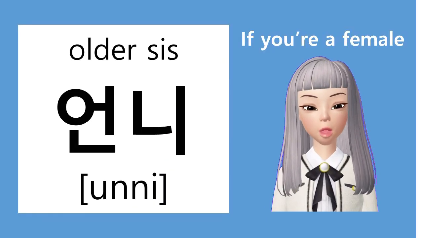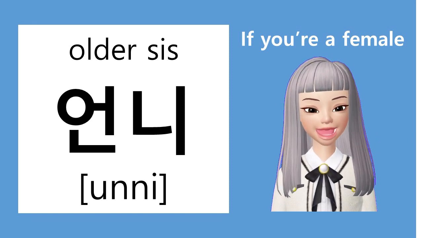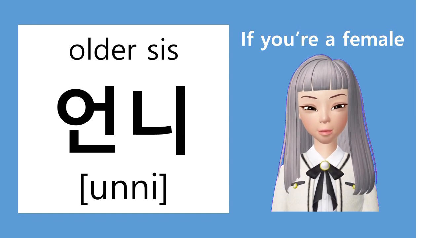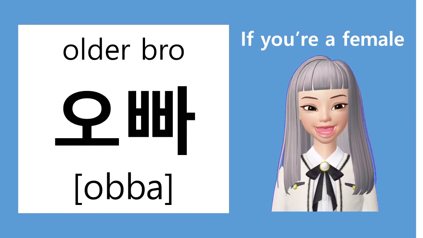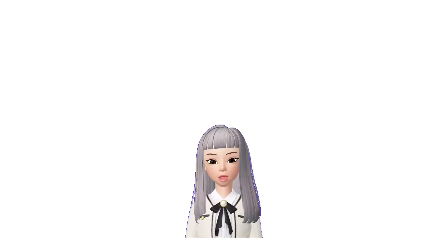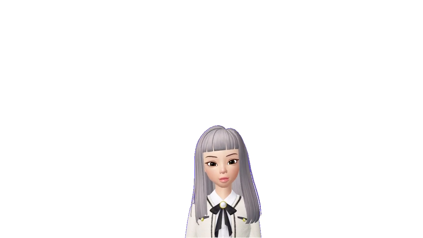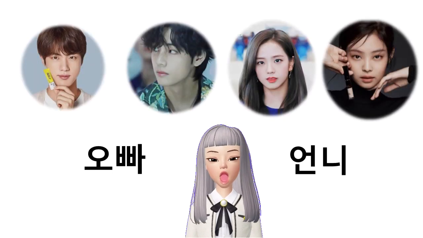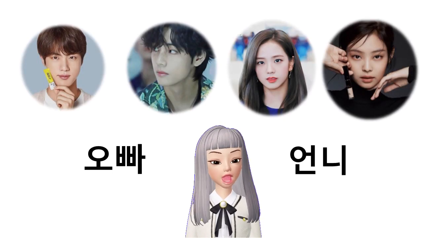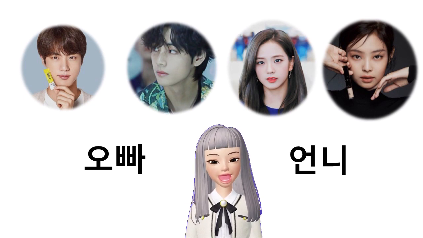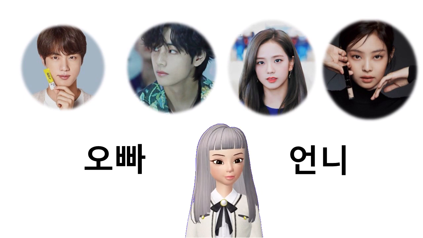If you're a female, your older sister is 언니. If you're female, your older brother is 오빠. These two expressions you may have heard on lots of Korean contents, especially if you're a K-pop fan, you'll know. For example, you would call 진 오빠, 태형 오빠, 지수 언니, and Jenny 언니. Now back to the words.